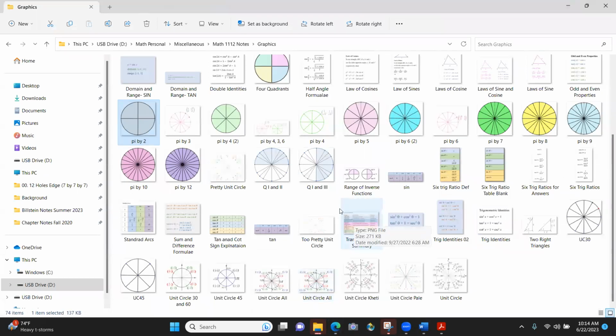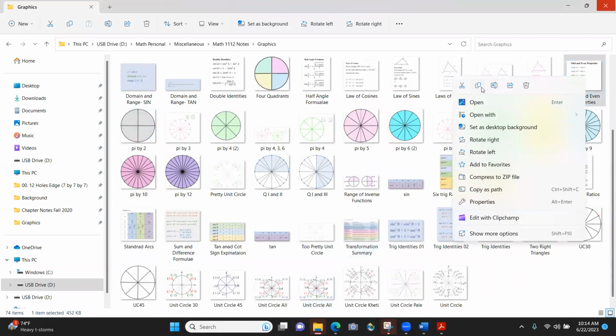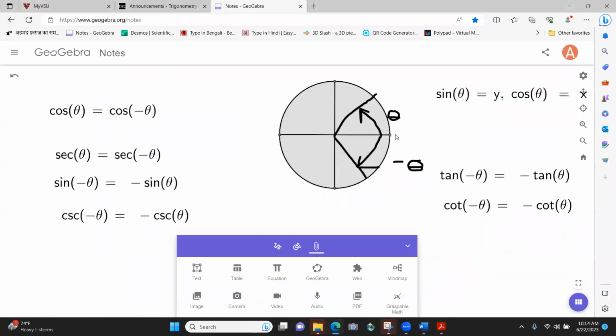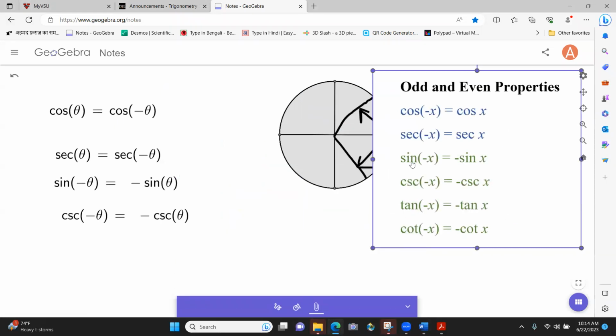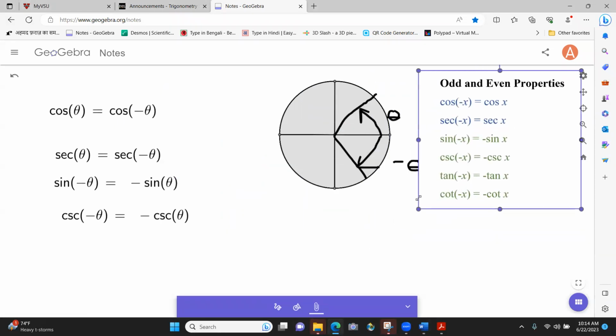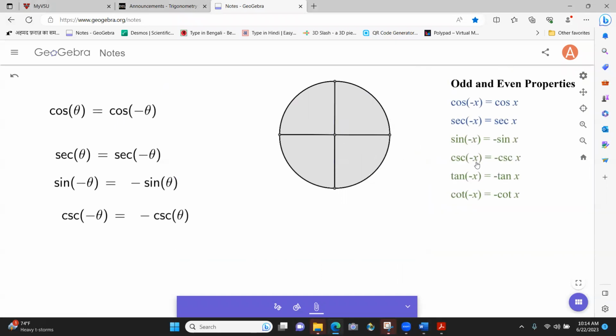I have a slide here that'll save us a little bit of time. Right here. Okay. So we're going to use odd and even property. And again, you want to make sure you have access to this. It would be nice to know for cosine and secant, you just ignore the negative value. For everything else, it comes out. So here it is.